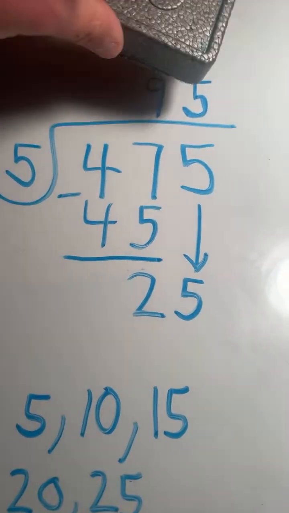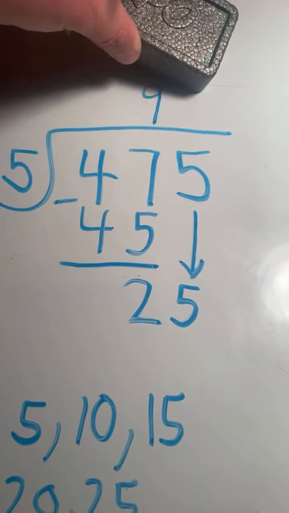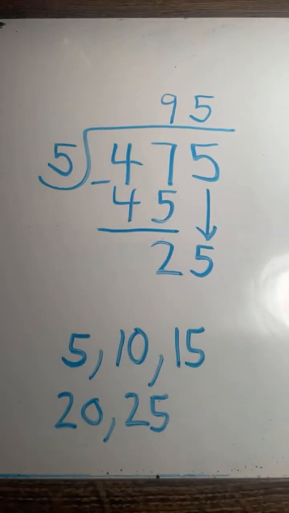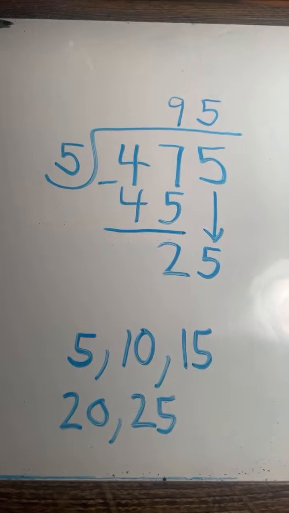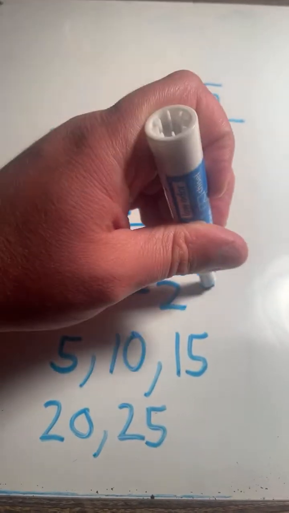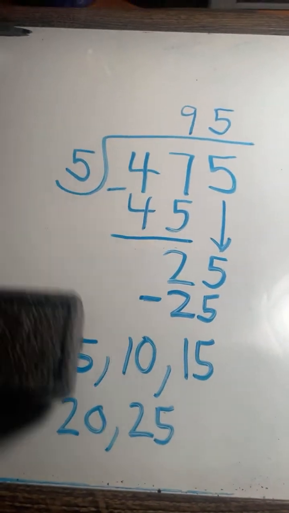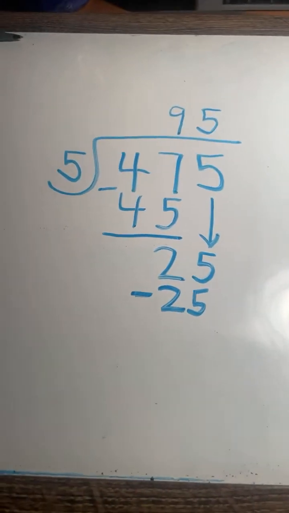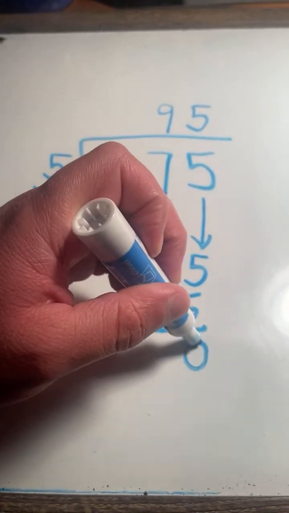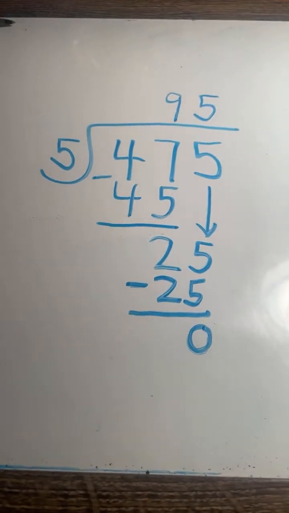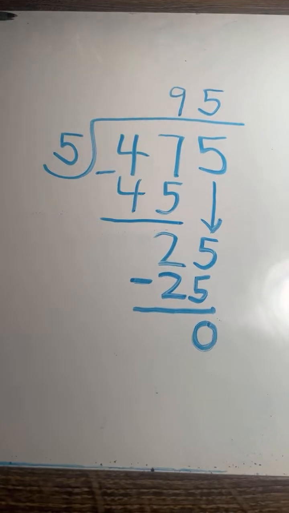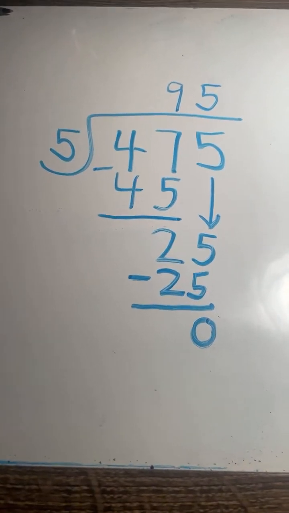Let me make my 5 a little neater here. Now we ended up landing right on the number. So 25 is what we're going to subtract. 25 minus 25 equals 0. So that means there is no remainder, and we have our final answer. 475 divided by 5 equals 95.